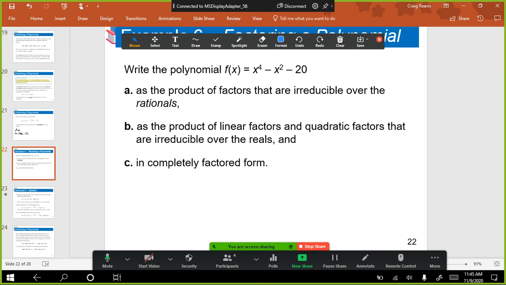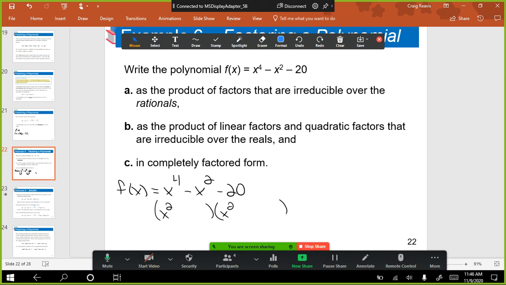All right, so write the polynomial x fourth minus x squared minus 20 as a product of factors that are irreducible over the rationals. So if I wanted to factor that like you had been taught in Integrated 3, okay, we can factor it like a trinomial, because as long as the degree of the first term is twice the degree of the second term, we can treat it like a normal trinomial, except we just have to go x squared and x squared, correct?